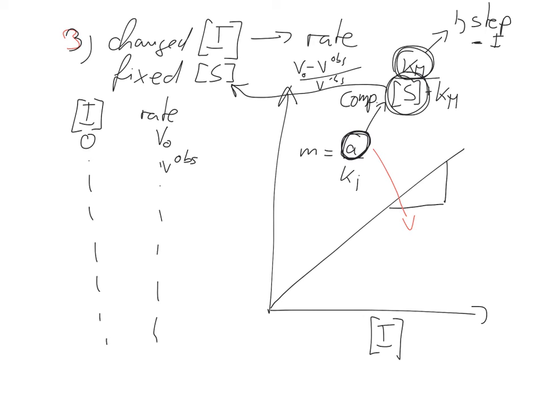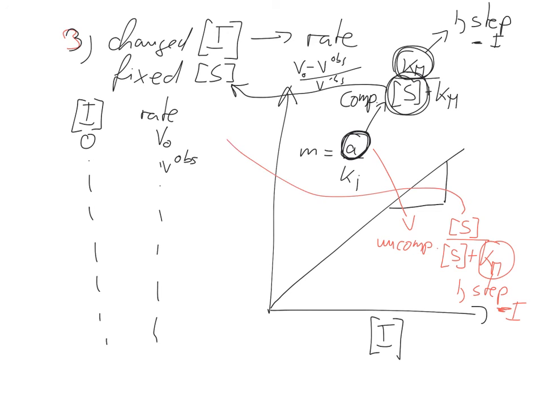If you had an uncompetitive inhibitor, this A is defined as S divided by substrate concentration plus Km. And again, the Km is the one that you identified in the first step without the inhibitor. And the S, again, is this fixed substrate concentration.